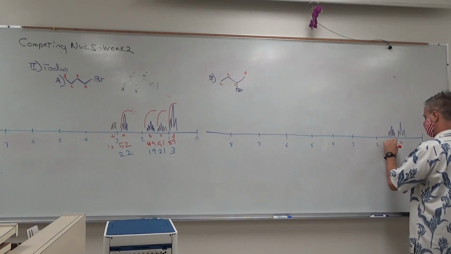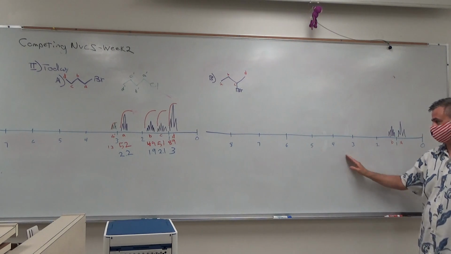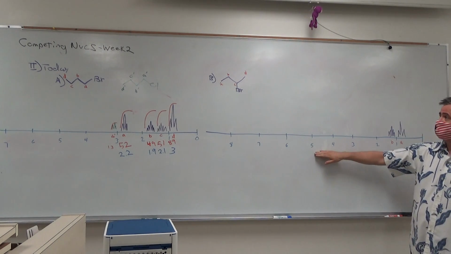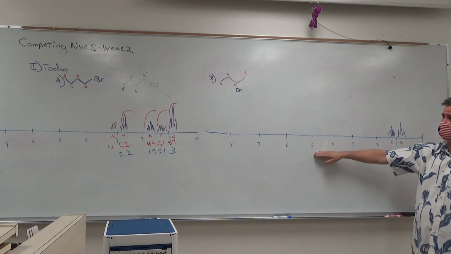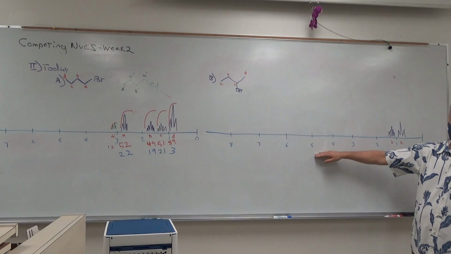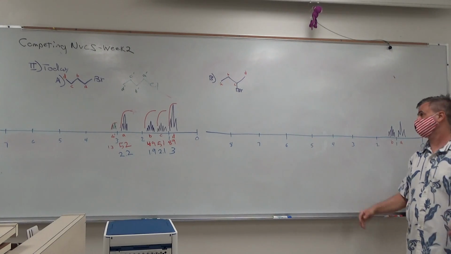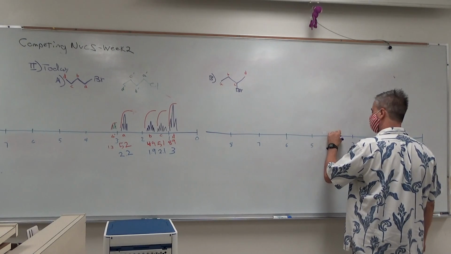All right. And then C. C, down here, right? We would expect C to be somewhere between 3 and 4. And what would the multiplicity of C be? Sextet. Sextet, yeah, exactly. So let's put them right on.